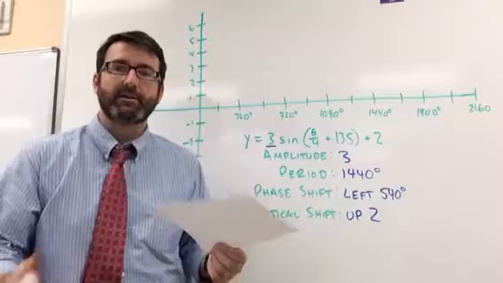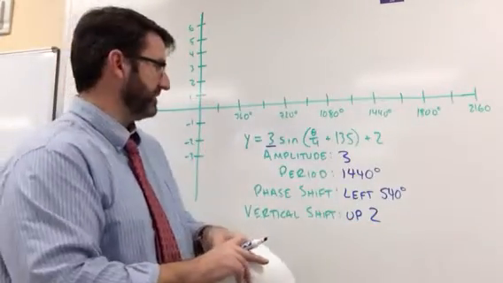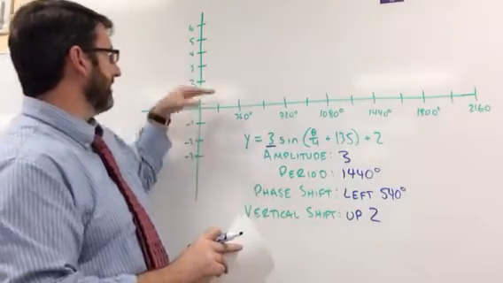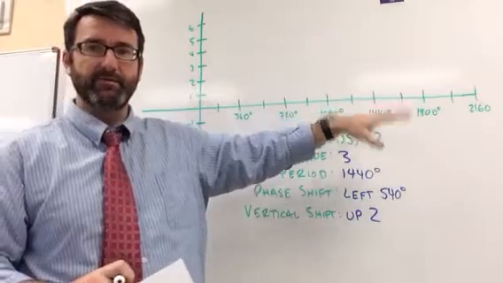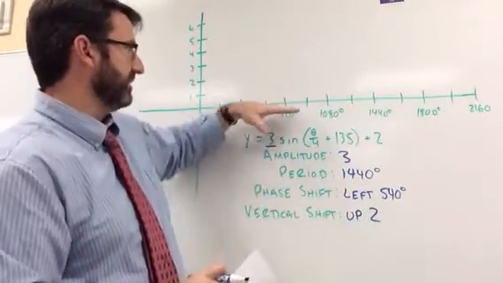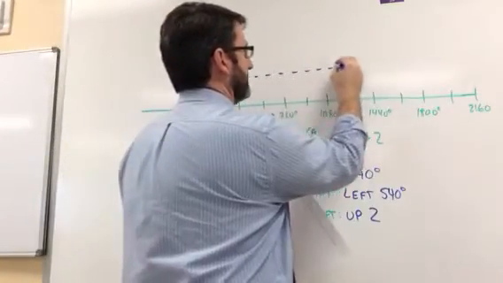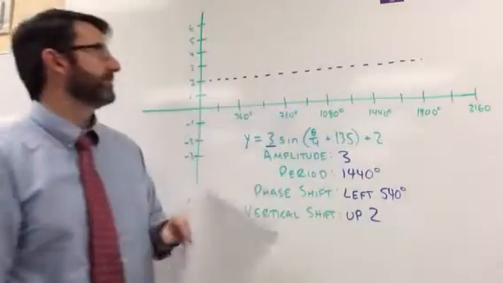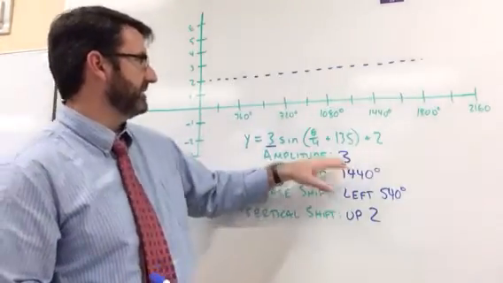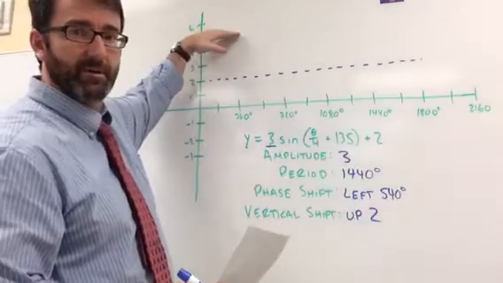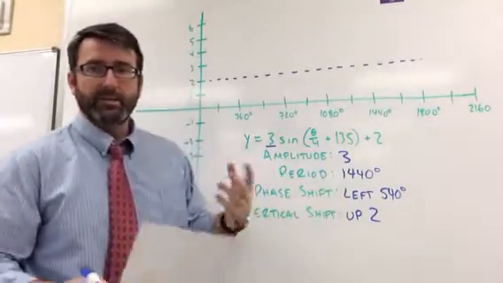All right, so now to graph that, let's start with this vertical shift. Since we're shifting it up 2, what that's going to mean is that our midline, instead of being right at 0, as the midline for a sine function normally is, it's going to be shifted up 2. So our midline is going to be here at y equals 2. Our amplitude is 3, which means that our maximum is going to get up here to 5, and the minimum is going to get down to -1.